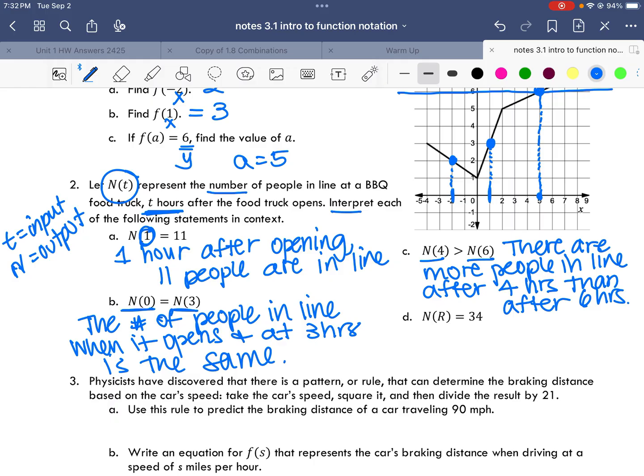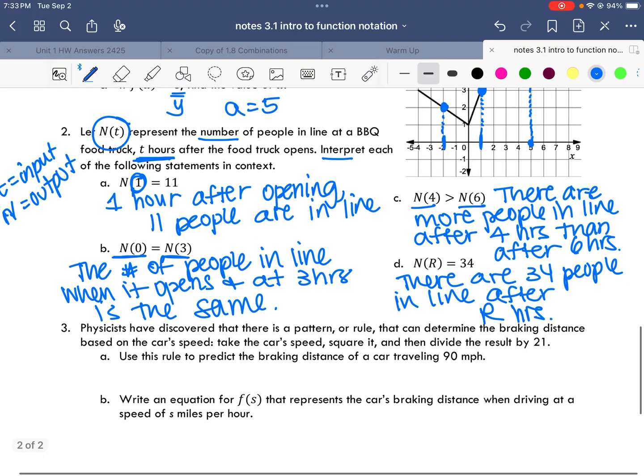And then this last one's a little weird because they didn't give me a number for the input. They did give me an output, which is people, right? So 34 people in line, but I don't know when. They just told me R. So I'm just going to write it in terms of R. Okay, so there are 34 people in line after R hours.